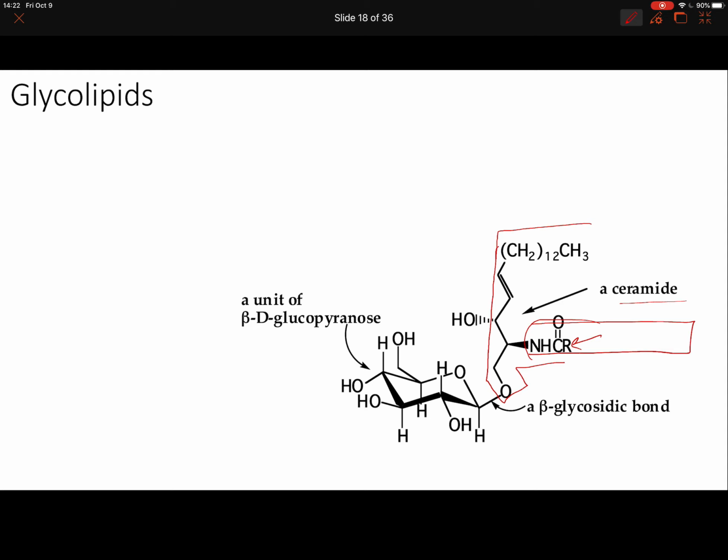And then in place of a phosphate, it's got a sugar. And in this case, it's glucopyranose or glucose. And so this is a glucocerebroside. But again, that's just some of the naming. Carbohydrate-containing ceramides, or a glycolipid.